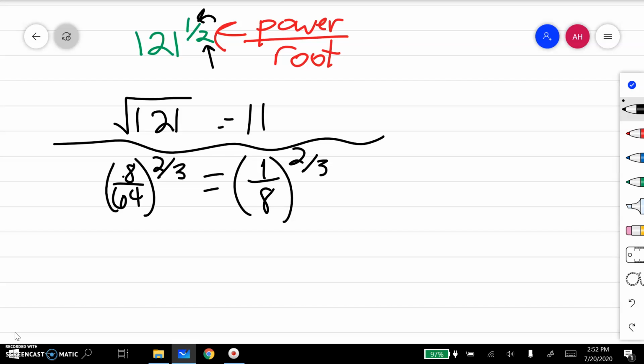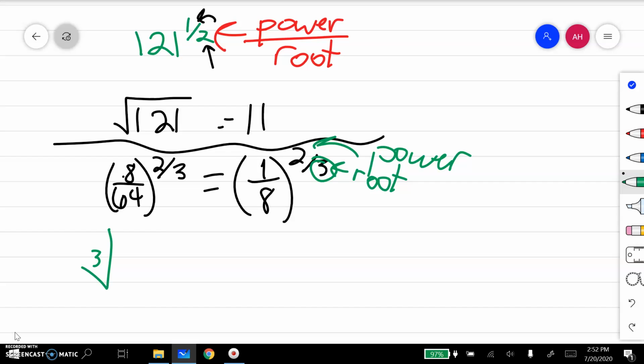Then again, we have the power. Okay, the 2 is your power, and the 3 is your root. So it's a cube root, so I'm going to go ahead and write that. And then we have 1/8, and the power is 2. So I'm going to take this whole thing and we're going to square it. Okay.